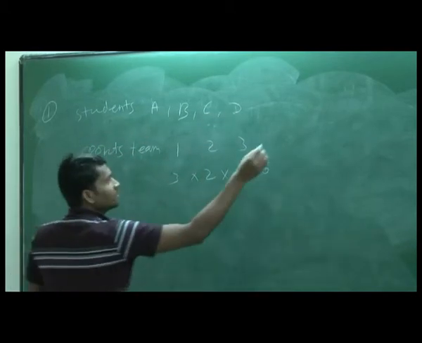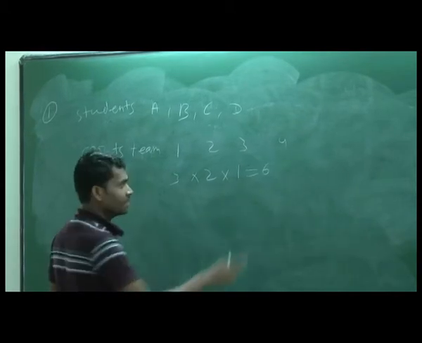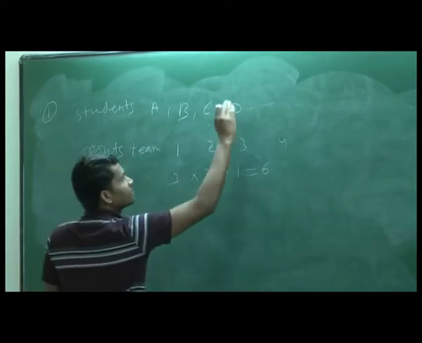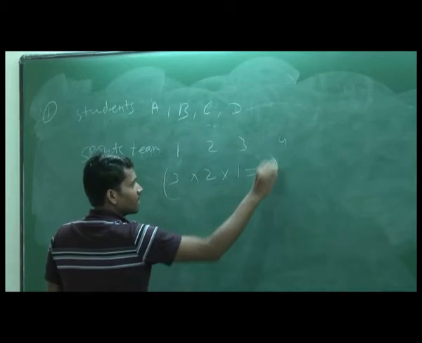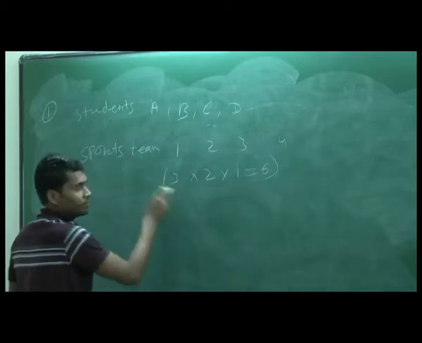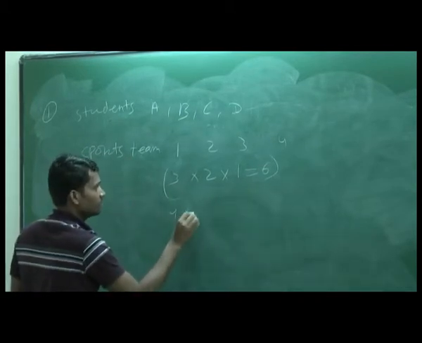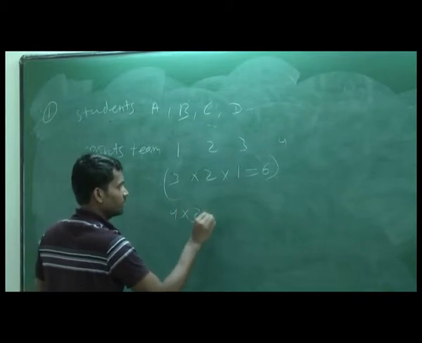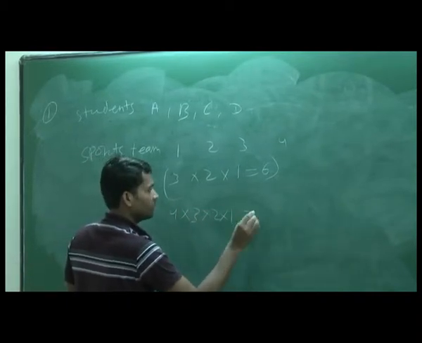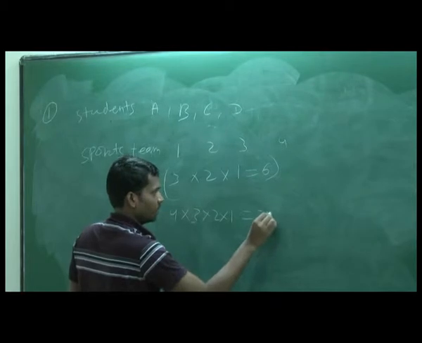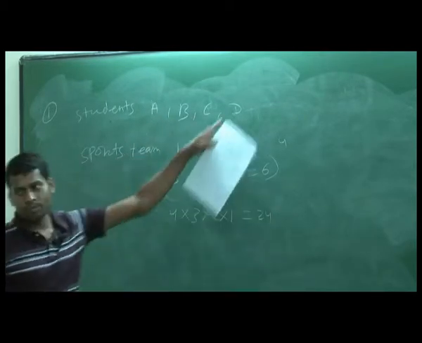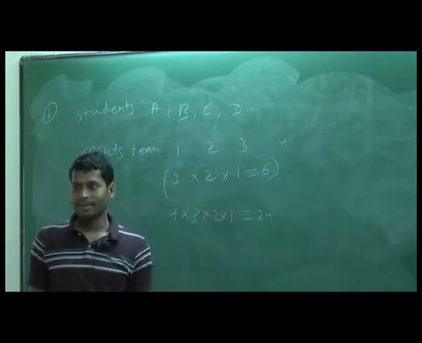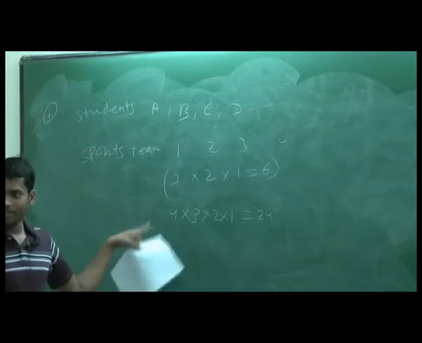Now if we increase it to A, B, C, D, suppose, that will be 4 into 3 into 2 into 1, which is 24. If we make one more, E, then we have to multiply by 5, which gives 120.